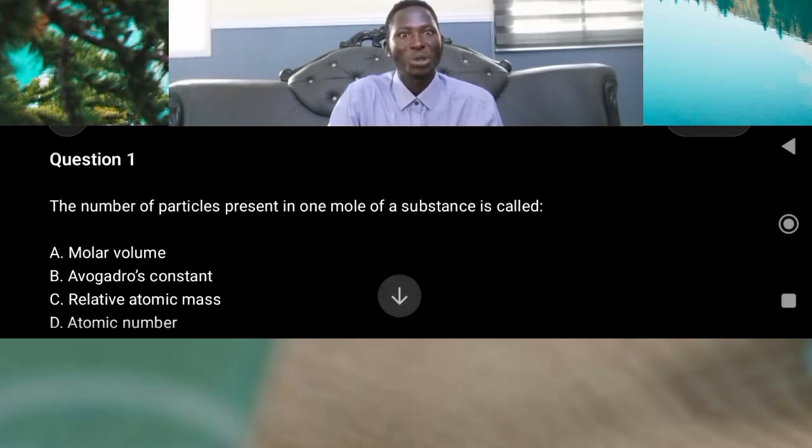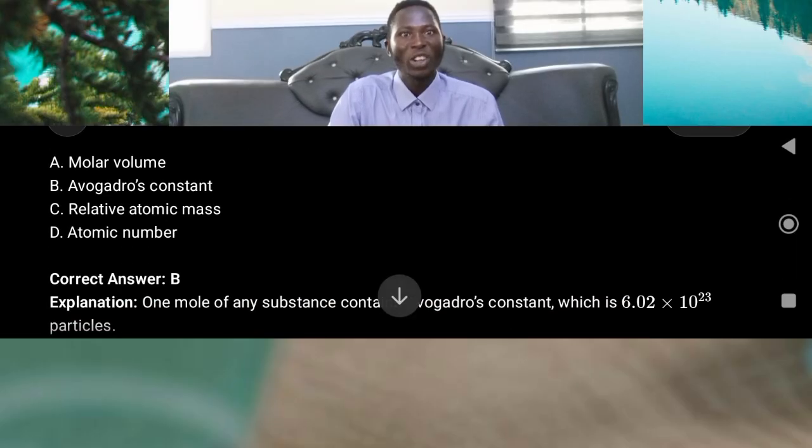Question 1 says that the number of particles present in 1 mole of a substance is called: A, molar volume; B, Avogadro's constant; C, relative atomic mass; and D, atomic number. So what is the correct answer of this question? The answer is B. Let's see the explanation. 1 mole of any substance contains Avogadro's constant, which is 6.02 times 10 raised to power 23 particles. So B is the correct answer.